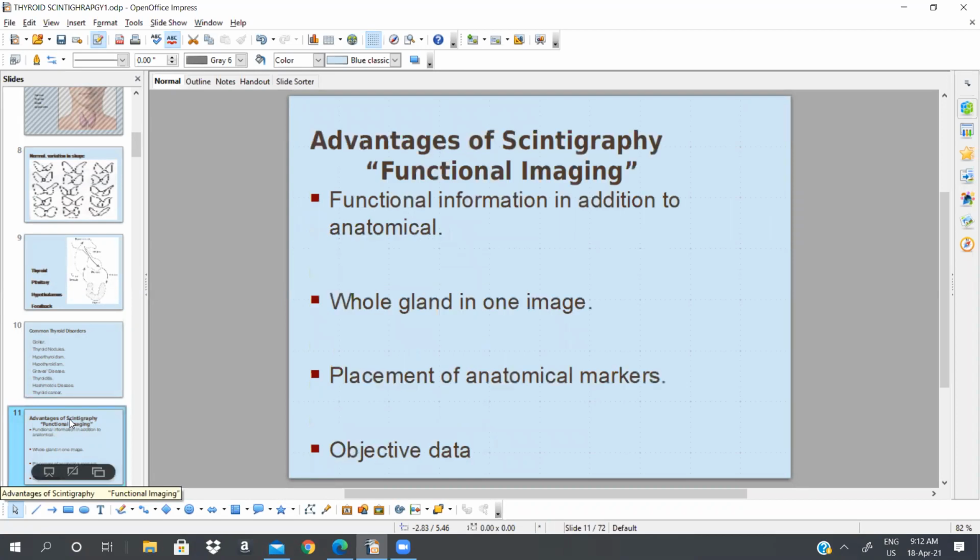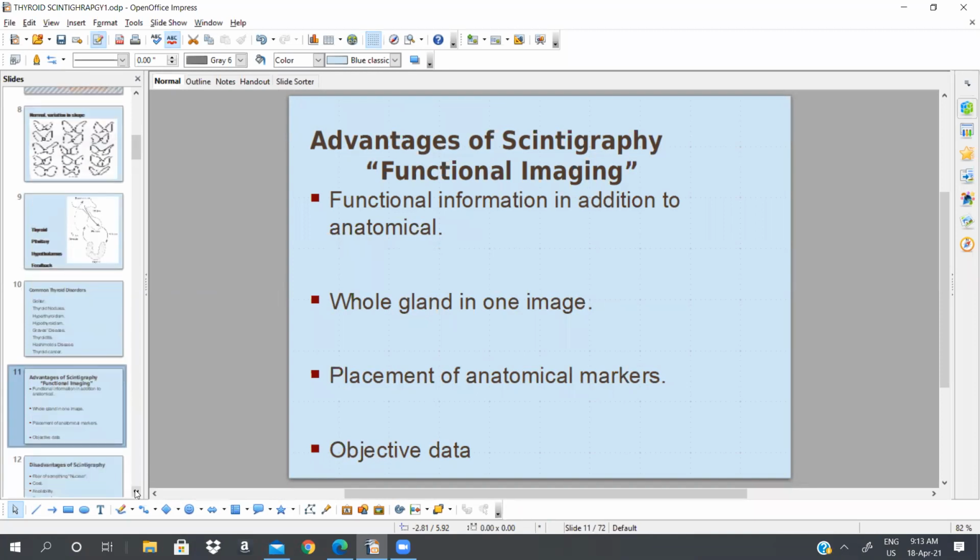So what is the advantage of nuclear medicine, or what we call scintigraphy? As I mentioned in my previous lecture about the endocrine system, it's functional imaging. It's not showing only anatomy, it's showing the real functional status of the thyroid or the organ. So you get functional information in addition to anatomical. In nuclear medicine, you can see the whole gland in one image. And you have the ability to place anatomical markers, meaning you can mark where the suprasternal notch or the chin is, or if there is a scar after surgery. And it gives you objective data, because it's functional imaging.